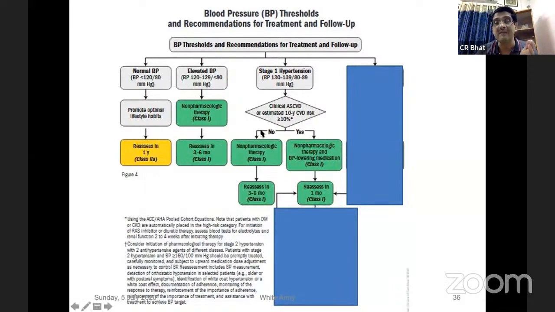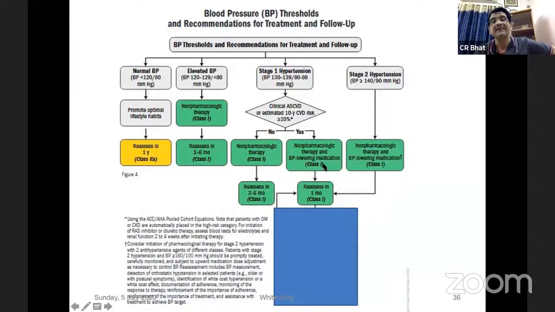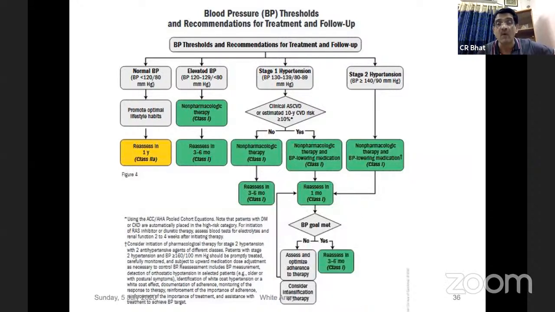Now, even if the patient has a BP of 130 to 139 and the 10-year probability of cardiovascular risk is more than 10% by the calculator, then we need to intensify the therapy with BP lowering medication. Okay. Then if it's stage 2 hypertension, non-pharmacological therapy is required and BP lowering medication is also required. And we need to monitor such patients every month till you reach the target blood pressure. If the BP goal is met, we can reassess every 3 to 6 months. If the BP goal is not met, we need to intensify the therapy and monitor them.